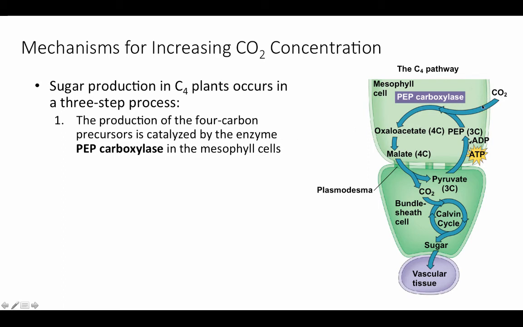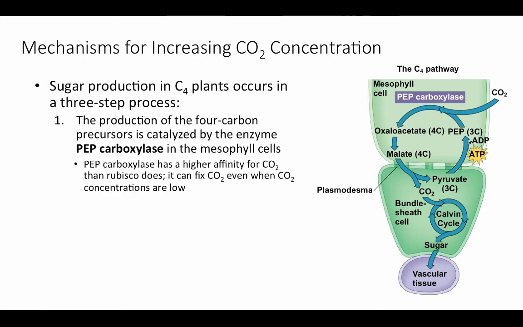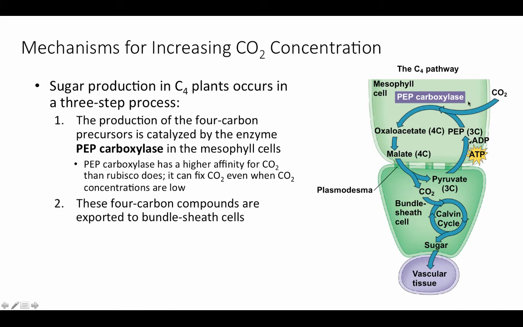So here comes the carbon dioxide. Before it even encounters a rubisco, it's going to find this PEP carboxylase in the mesophyll cell and get processed into a 4-carbon sugar. So the PEP carboxylase has a higher affinity for carbon dioxide than rubisco does. That's why it's going to grab it first. And it can fix carbon dioxide even when carbon dioxide concentrations are very low. It also has essentially no affinity whatsoever for oxygen. So this is a really nice enzyme to be able to use for this purpose. And then these 4-carbon compounds are going to be exported to those bundle sheath cells through plasmodesmata.